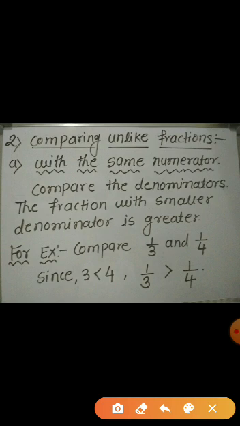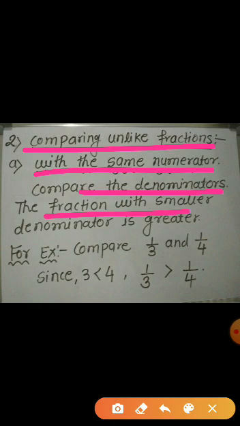Now let's see how to compare the unlike fractions. Now unlike fraction means the fraction having different denominators, right? But the numerator may be same or may not be same. Now let's see first how to compare the unlike fraction with the same numerator. When the numerators are same, we need to compare the denominators. Fraction with smaller denominator is always greater.